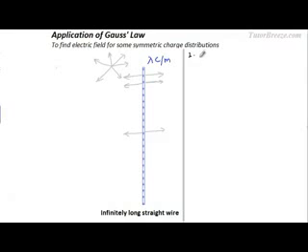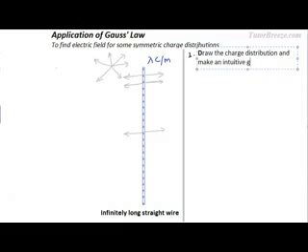See, the first step was you need to draw the charge distribution, and make an intuitive guess for the electric field, E. Intuitive is spelled I-N-T-U-I-T-I-V-E. So that's the first step. Now let's take a look at the next step.